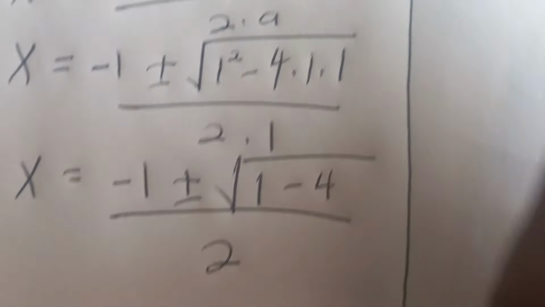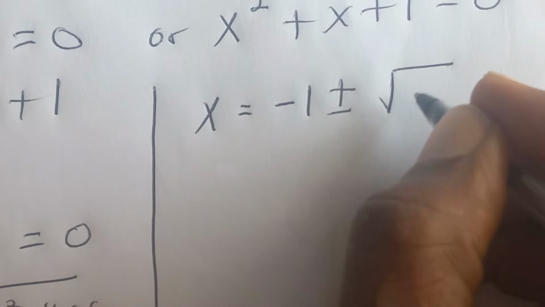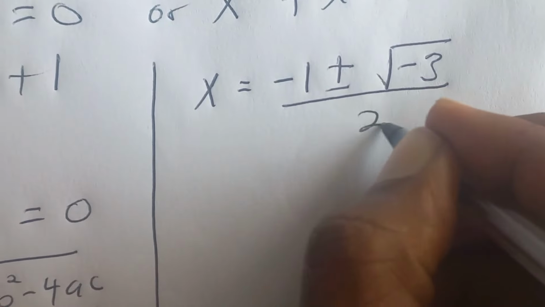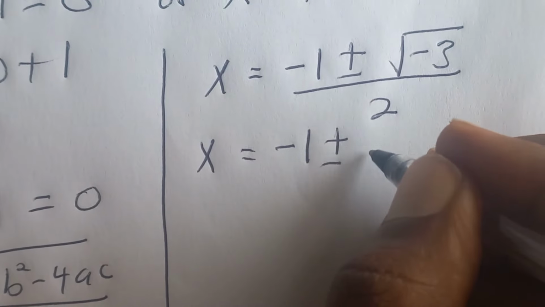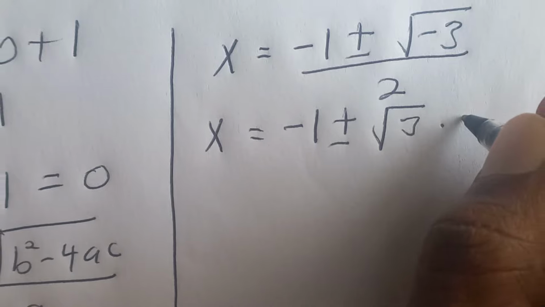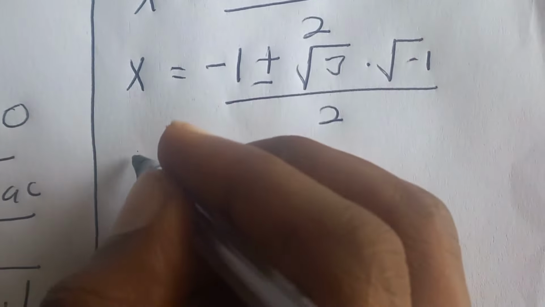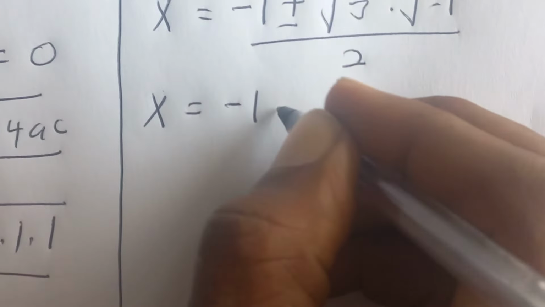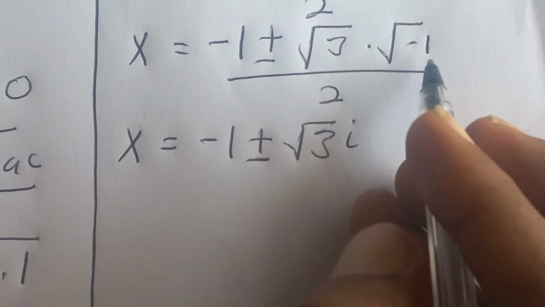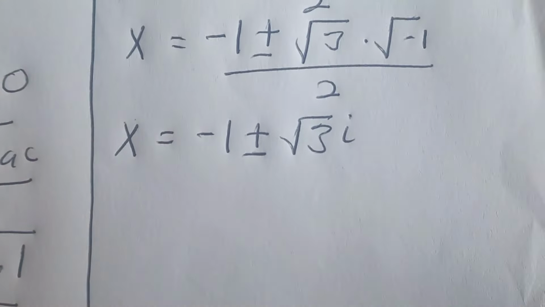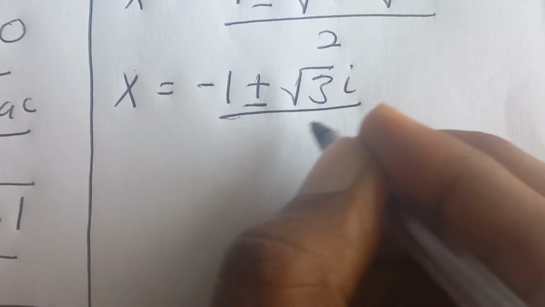So let's continue from here. Our x is equal to negative 1 plus or minus square root of negative 3 over 2. We can write it as square root of 3 multiplied by square root of negative 1, all over 2. So our x is equal to negative 1 plus or minus square root of 3 i, because square root of negative 1 is i, that is complex, all over 2.